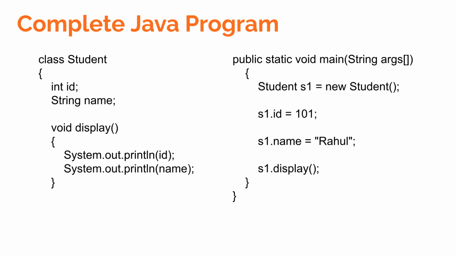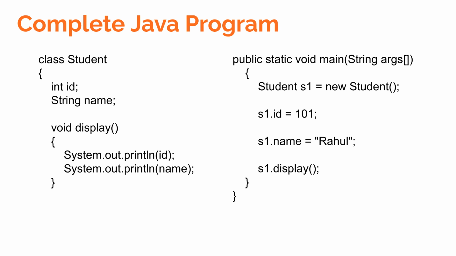The opening curly brace tells Java that everything inside belongs to the Student class. The int id variable stores the student's ID. Each student can have a different ID like 101, 102, 103. The String name variable stores the student's name like Rahul, Priya, Sita. So far, our class contains Student, id, name. These variables are called fields or instance variables because every object gets its own copy.